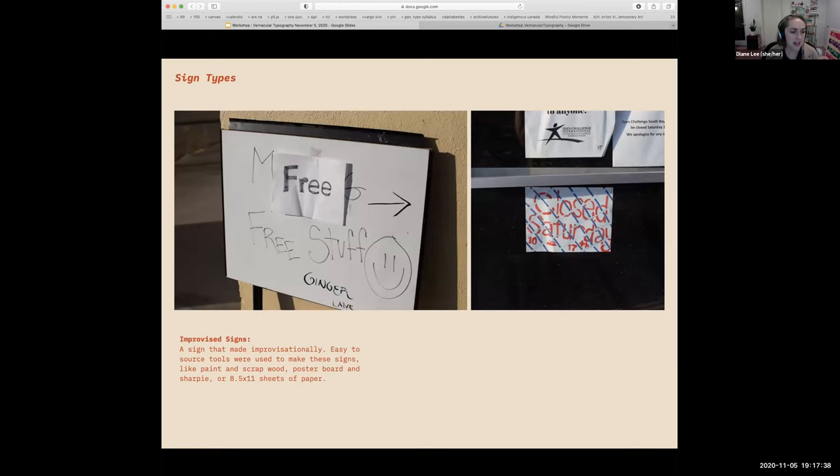And then lastly, I really enjoy observing the improvised signs that pop up from time to time in the neighborhood. So signs that are made improvisationally, where easy to source tools were used to make these signs, like paint and scrap wood, poster board and Sharpie, or 8.5 by 11 sheets of paper. So at least in my neighborhood, every Sunday, which is the night before garbage day, usually a nice handful of examples of free signs go up. And depending on the effort put in by the person who made them, sometimes they could be just a little bit inconsistent in their lettering, and sometimes they're done with great care. And I really enjoy seeing the examples that pop up.